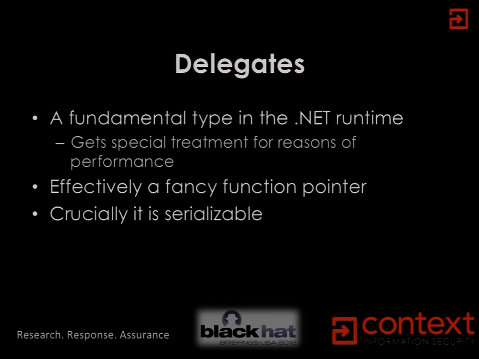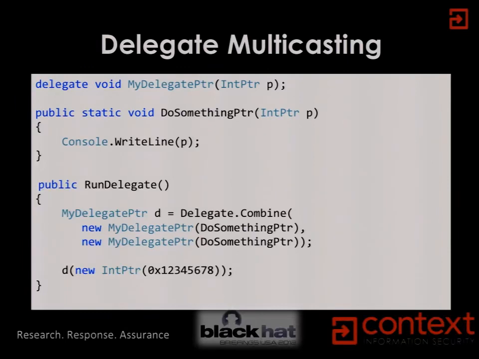But it's also serializable, which makes it very, very interesting. Especially as it also has an interesting property called multicasting. Now, a delegate will normally just represent one call to one method, as a standard function pointer. So in this case, we've got a type of our delegate which is taking a word-sized integer pointer. But what we can do is join multiple delegates together into one single delegate. And then when we call that method, both those functions get called, one after another, with the same parameter.